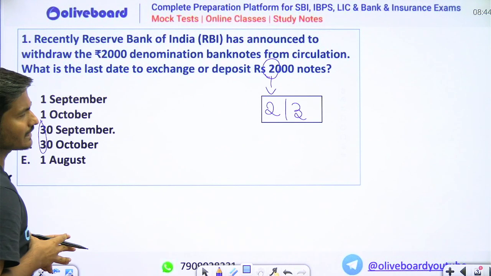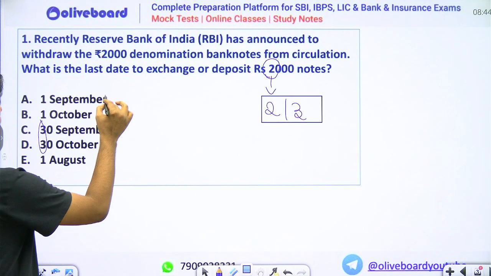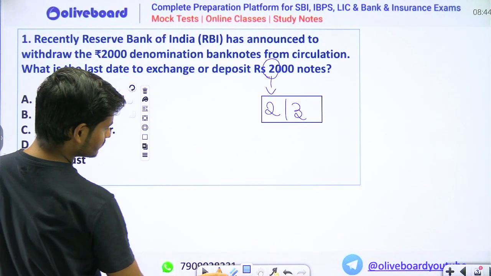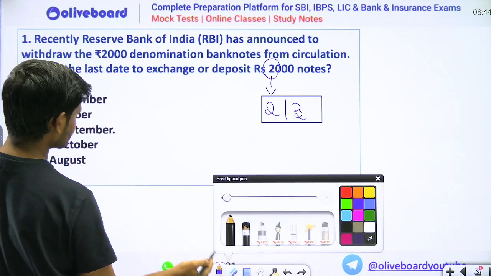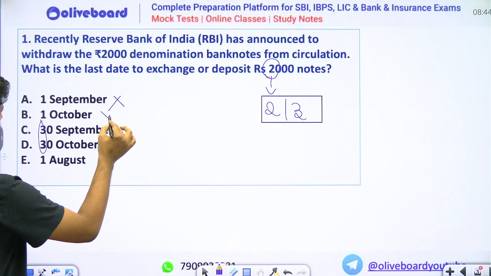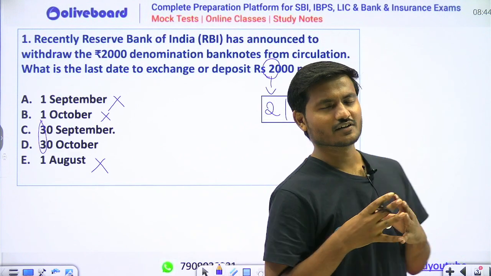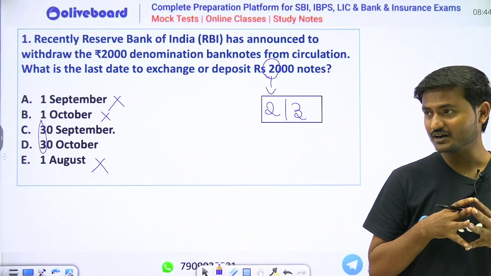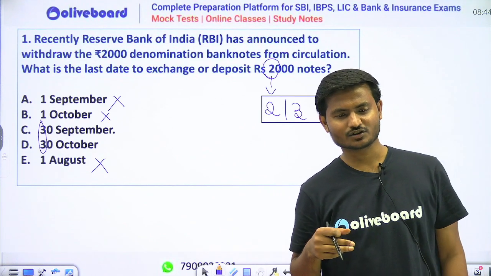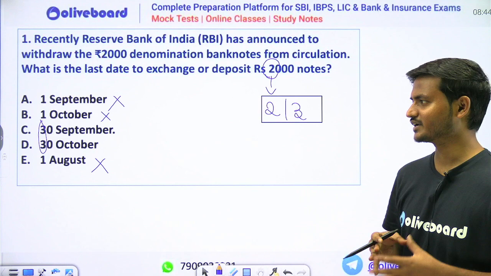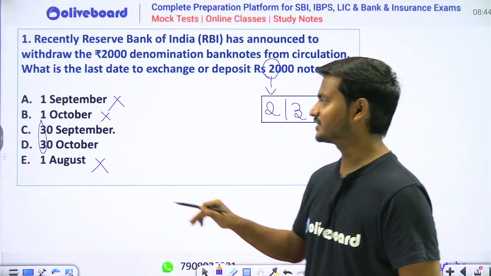So while giving the examination, if such a question comes, you will eliminate A, you will eliminate B and you will eliminate E. Why? Because your subconscious mind will tell you that we have followed the consecutive number trick. So it is quite possible that the answer is C or D, and then it's up to your knowledge. If you have read it, you will automatically get the answer, and here the answer is 30th of September.